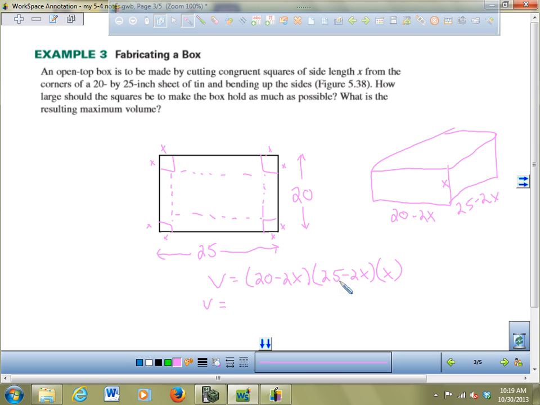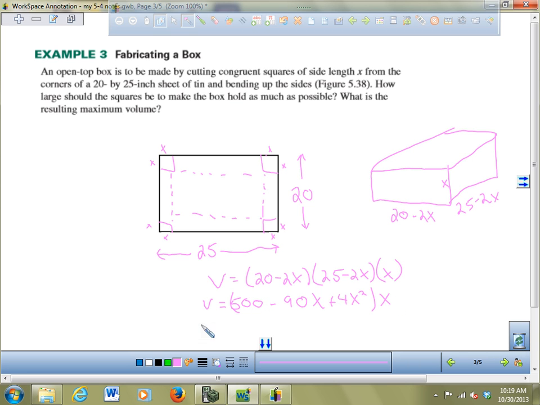So if I follow this out, 20 times 25, is that 500? I think it is. You get 500, and this times this makes minus 50x, and this times this gives you minus 40x. So minus 90x altogether. Tell me if I make a mistake. Minus 2x times minus 2x makes plus 4x squared. And then you have to multiply all that by x.